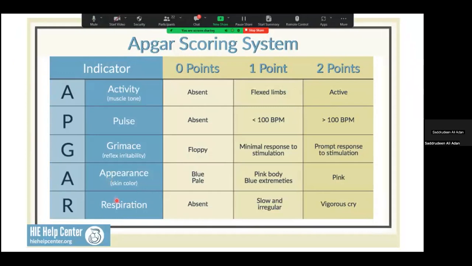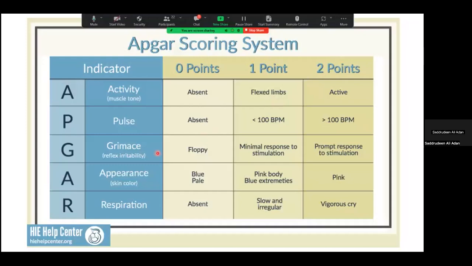For activity, they just check for the muscle tone. For example, if there's no tone, then you give 0 points. If the limbs are flexed without movement, it's 1 point. And if there is active movement of the joints, you give 2 points. Tone is basically checking the joints, not the muscle. Are the joints moving? For the pulse, ideally you want a pulse greater than 100 beats per minute, you give 2 points. If it's less than 100, you give 1 point. If there's no pulse, you give 0 points.